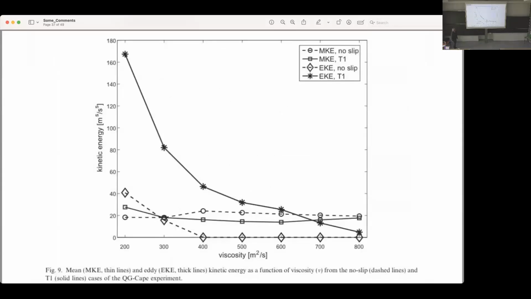And then if you look at the kinetic energy in terms of mean and eddy kinetic energy, the important takeaway is that the eddy kinetic energy for the stochastic model T1 is much more energetic than the classic boundary conditions out to very large values of the viscosity. And this is a result we've seen in all of our simulations.